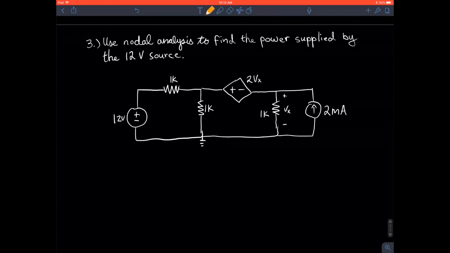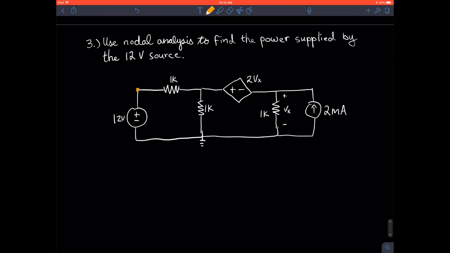So first thing we're going to do is label all our nodes that are important. So we have 3 nodes in this circuit, and let's see how many unknowns we have. We know that's 12 volts relative to ground, and we know this one we'll just call V1, that's an unknown, and we'll call this one Vx since that's how it was defined in the problem. Alright, so we have 2 unknowns, and so we need to write 2 equations to describe this little circuit right here.